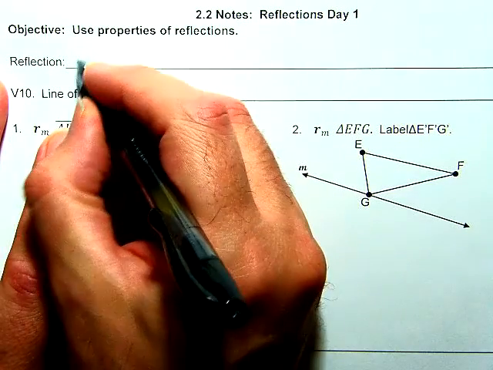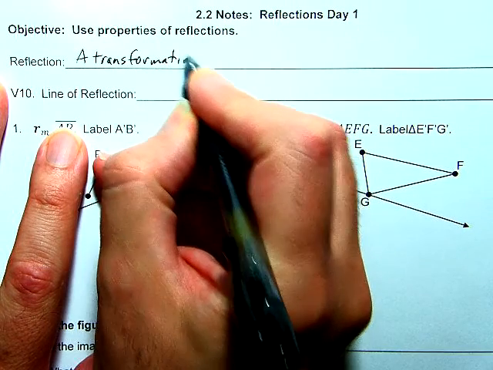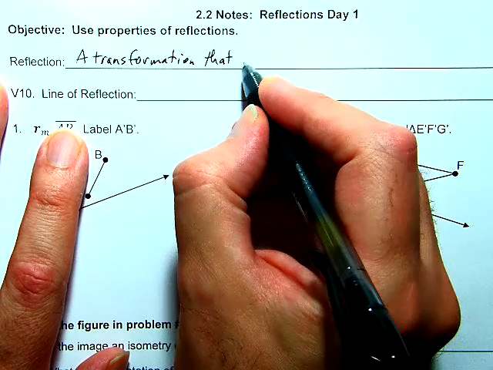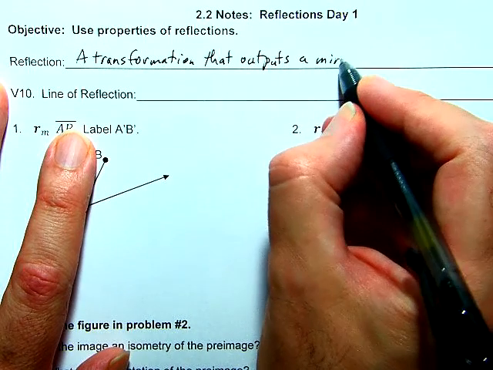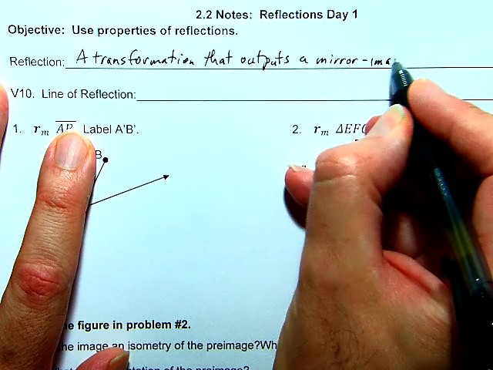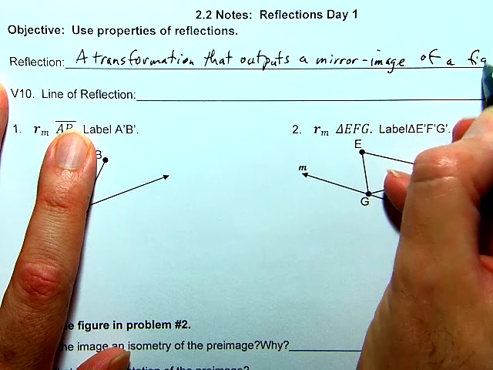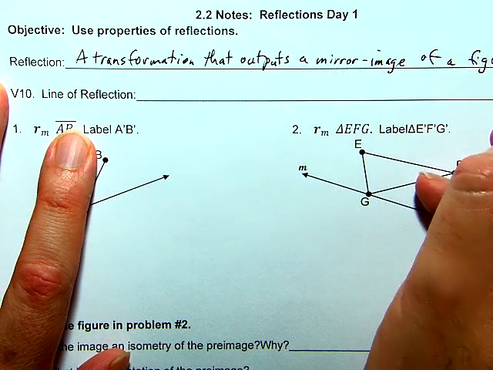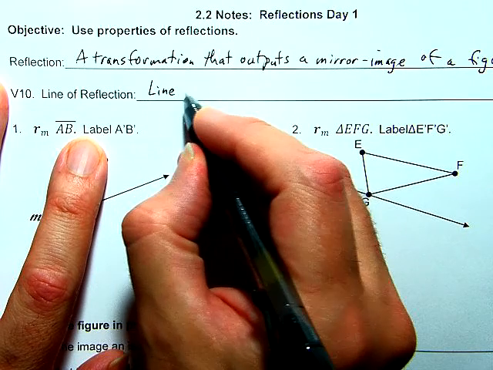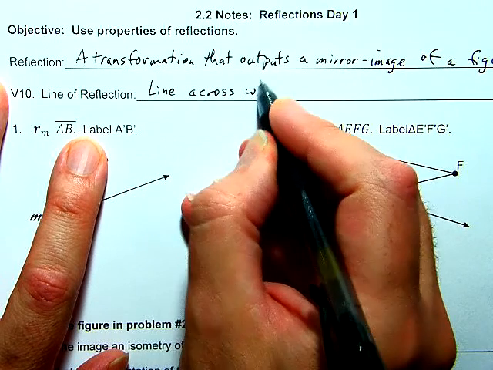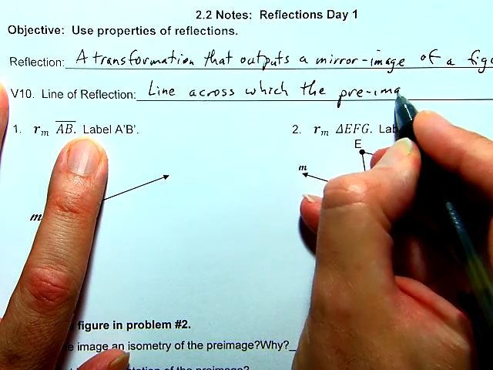A reflection is a transformation that outputs a mirror image of a figure. The line of reflection is the line across which the pre-image is reflected.